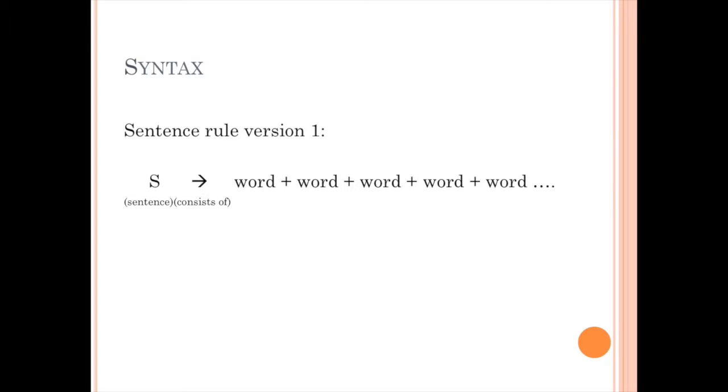The S above stands for sentence. The arrow stands for consists of or contains. So this rule reads, a sentence contains a word and a word and a word and a word and a word, in that order. And this rule, well, true, isn't very helpful.